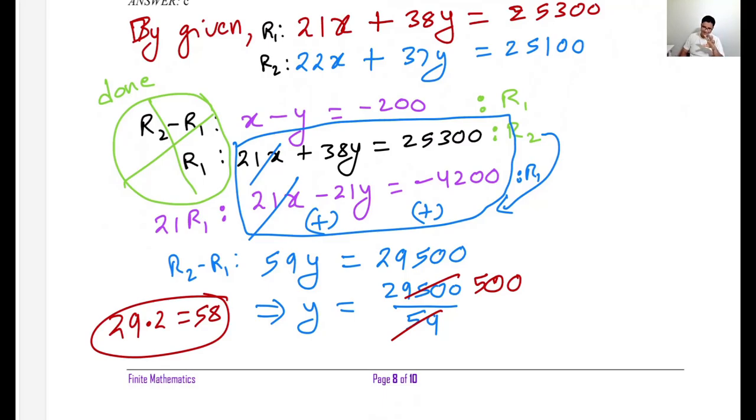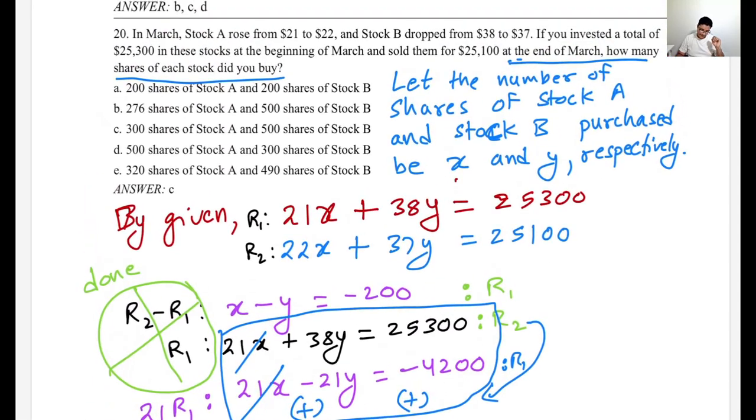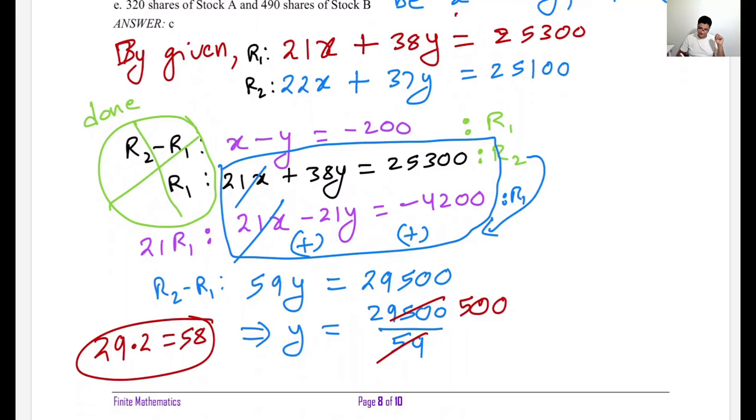Ignore whatever I was talking. That was me doing mental calculation. You can punch this in a calculator. So 500. The value of y is 500. Let's go back and look at our options. I'm glad that there are two options which have 500 shares for stock B. Remember, y is the number of shares of stock B.